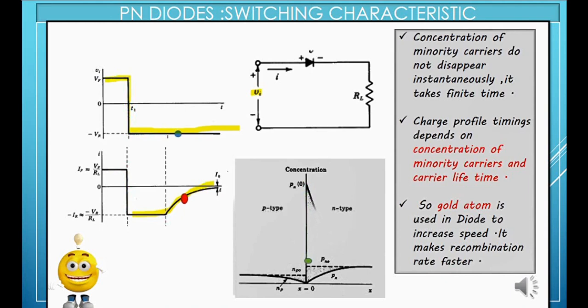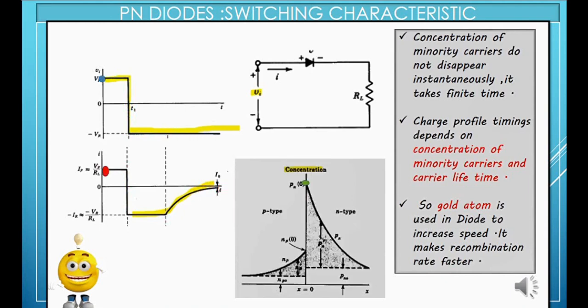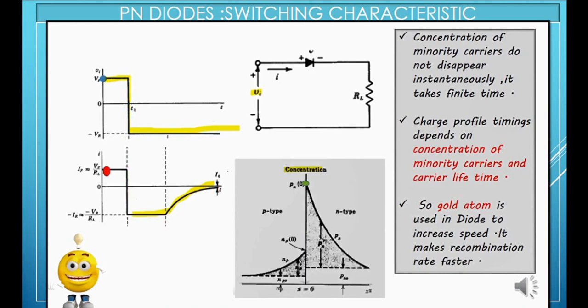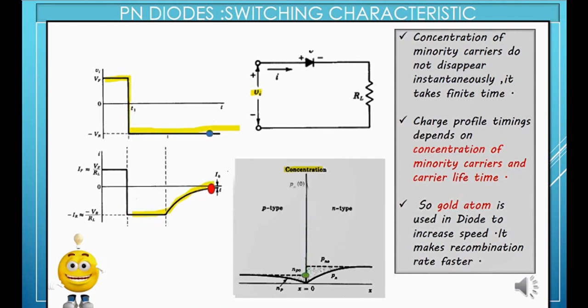It happens because of charge concentration. In this diagram you can see that when we go from forward to reverse bias, the charge carrier concentration decreases, but the minority carriers do not disappear instantaneously. It takes some time. This is the reason the current is not zero instantaneously. And the charge profile timing depends on the concentration of minority carriers and the carrier lifetime. These are the two important points which are asked in interviews.